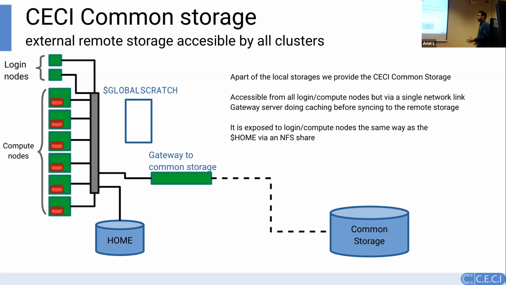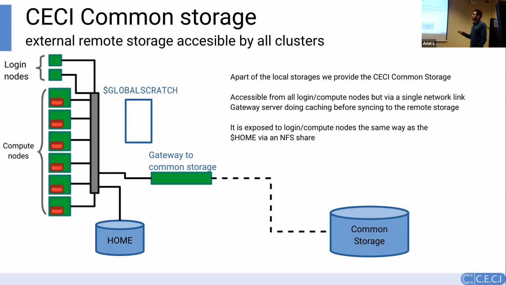It's a set of different machines, dedicated storage machines, to provide this storage area for all the CECI clusters. So from all the CECI clusters, you can access this single entity, this thing that you will see as a single entity, but it's actually a distributed set of machines, even in different cities. But we will see a bit more detail on the next slide.